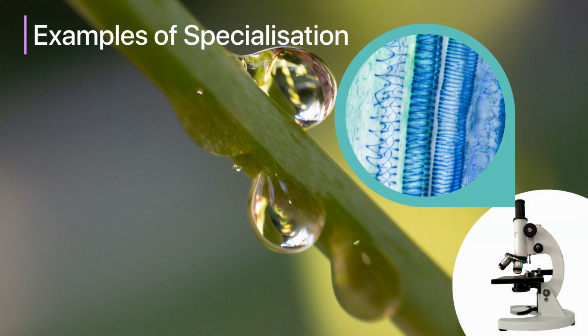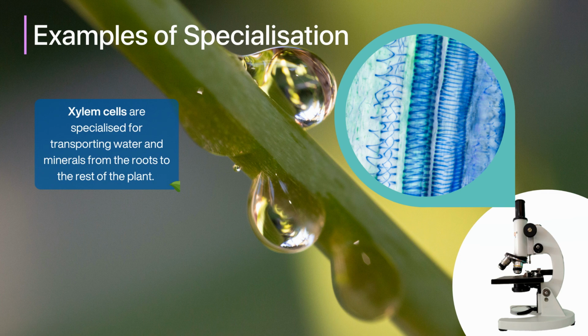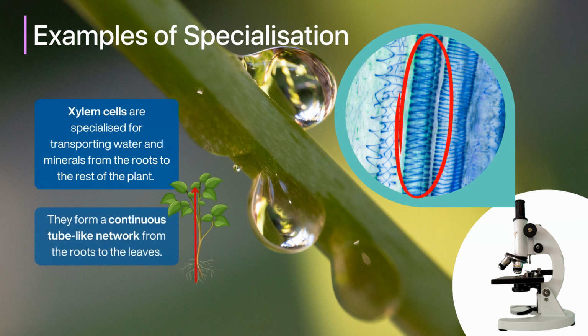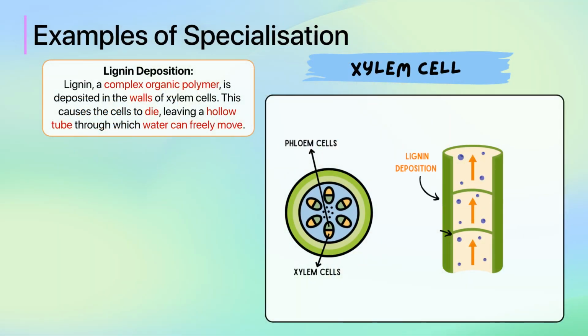Let's take a look at a second example of a specialized cell. Xylem cells are specialized for transporting water and minerals from the roots to the rest of the plant. They form a continuous tube-like network from the roots to the leaves to aid this transportation. They have numerous features to support this crucial function. For instance, lignin, a complex organic polymer, is deposited in the walls of xylem cells. This causes the cells to die, leaving a hollow tube through which water can freely move.